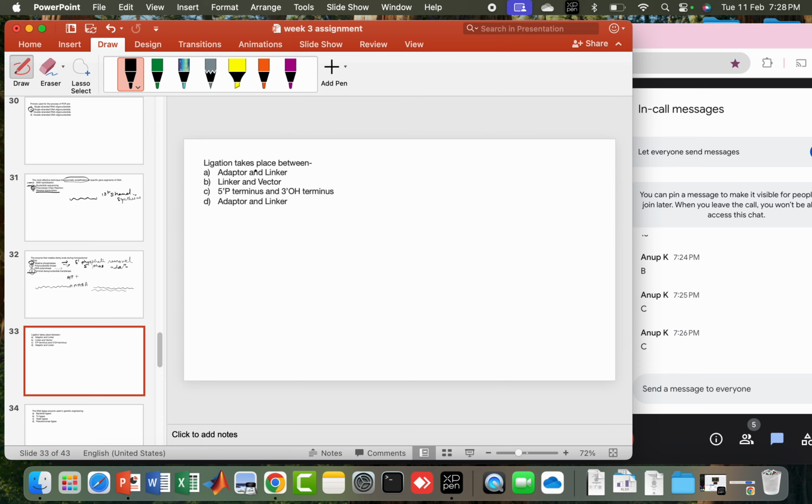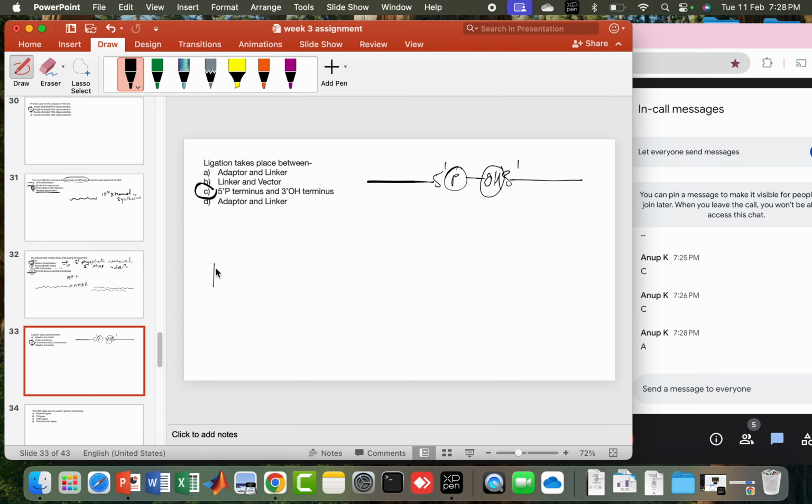Ligation takes place between the adapter and linker and the vector, at the 5' terminus and 3' terminus. So the ligation takes place, as I mentioned, at the 5 prime phosphate and 3 prime OH. Okay, the answer is C. So adapter and linker are different concepts.